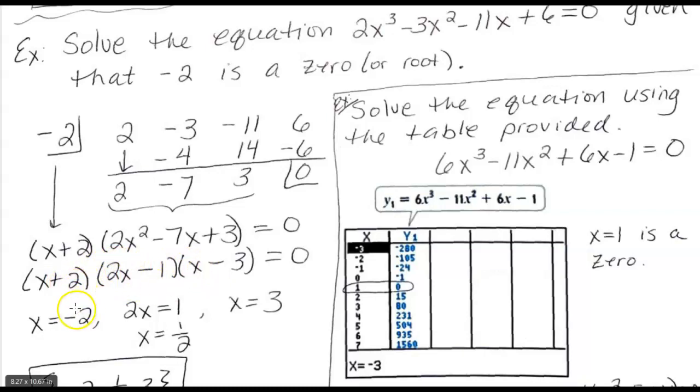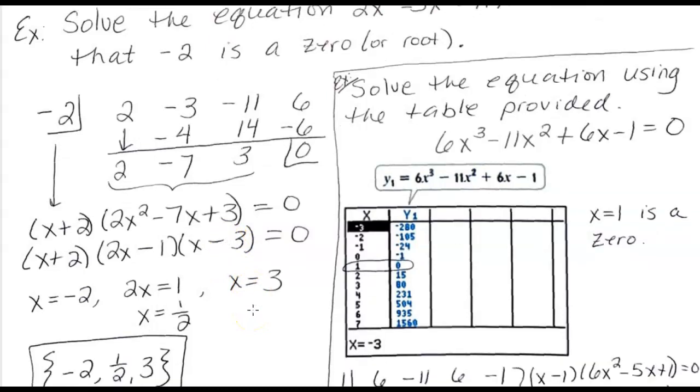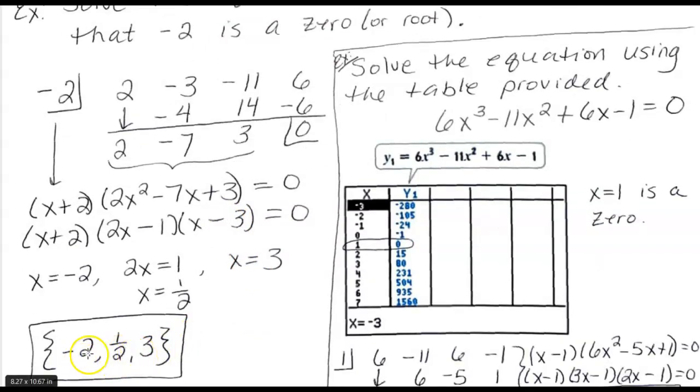So this factor leads to the 0, negative 2. I knew that one because I was given that. This factor, if I set to 0, I would add 1 and divide by 2, right? So 2x would equal 1, so I get 1/2. And this one set to 0 would give me 3. So if it asks for a solution set, you might have to write it like this in the set braces with commas, but negative 2, 1/2, and 3 would be my solutions.